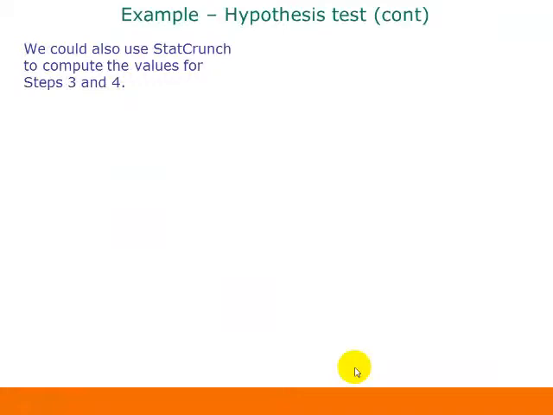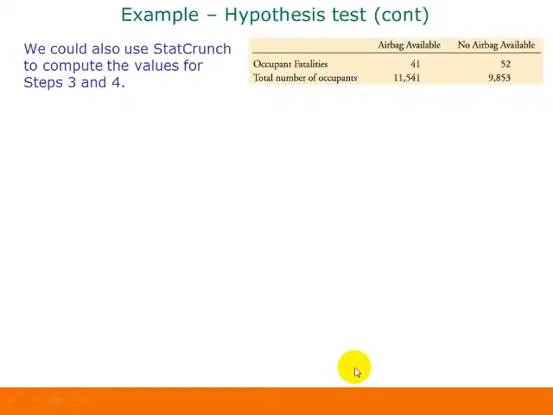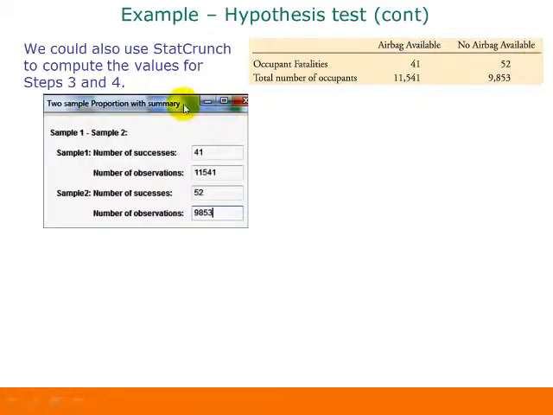Now we could also use StatCrunch to compute the values for steps 3 and 4. And anytime you're getting into 2 samples, the calculations get more and more intense, so it's a good idea to use some kind of software to help you. So to use StatCrunch, since we started out with summary data here, we would want to use the procedure that does a 2-sample proportion with summary.